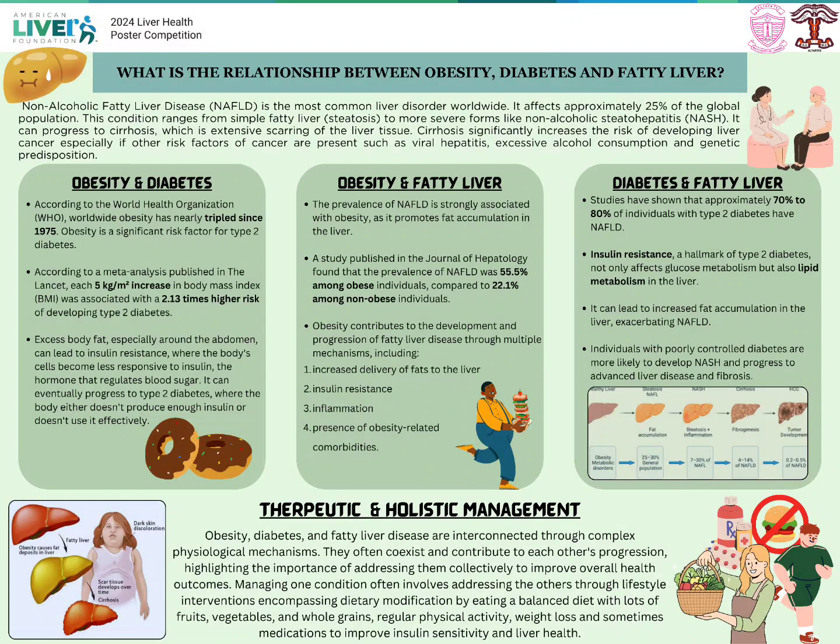I am here to talk about the relationship between obesity, diabetes and fatty liver. There are two main types of fatty liver disease, which are alcoholic and non-alcoholic. Out of these two, non-alcoholic fatty liver is way more common than alcoholic. Nowadays, it is being called metabolic dysfunction associated liver disease.